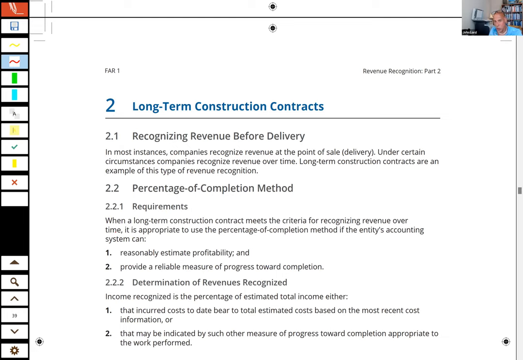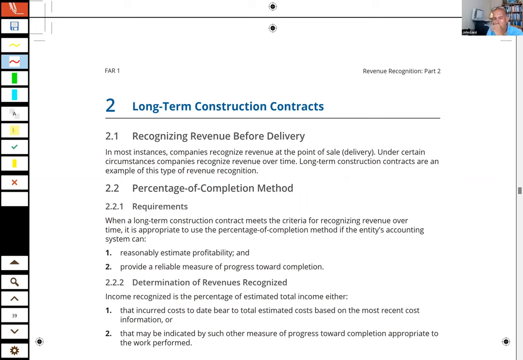Now, in order to do this, you're going to need reliable engineering estimates that will allow you to determine how far along you are on the contract. If you have built 20% of the building, they'll let you take 20% of the revenue. If you have built 40% of the building, they'll let you take 40%, right?